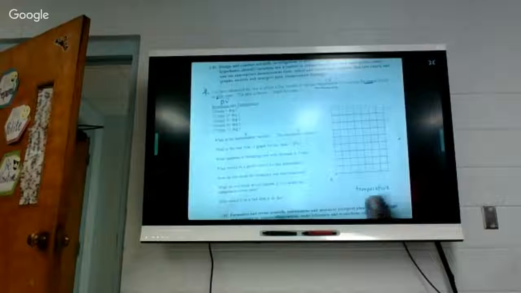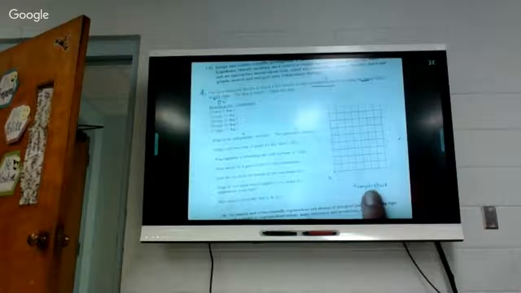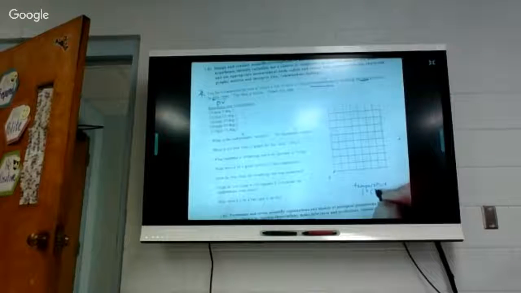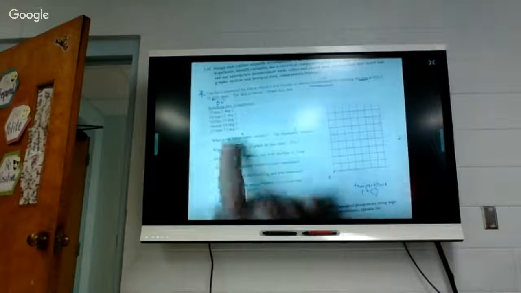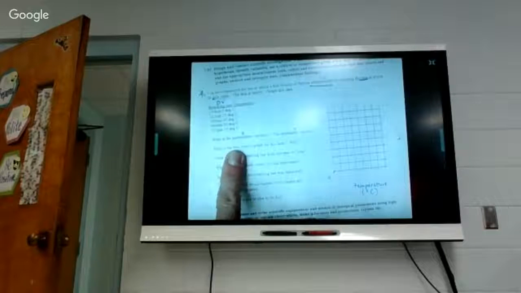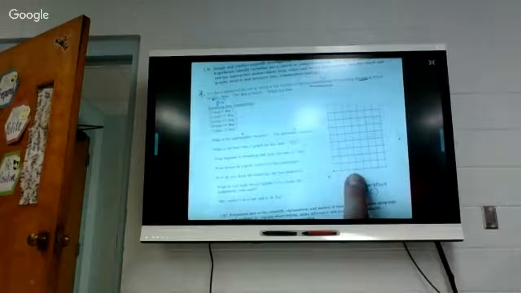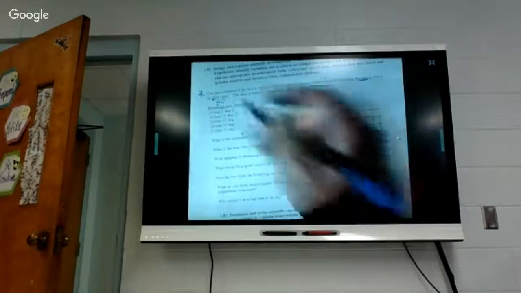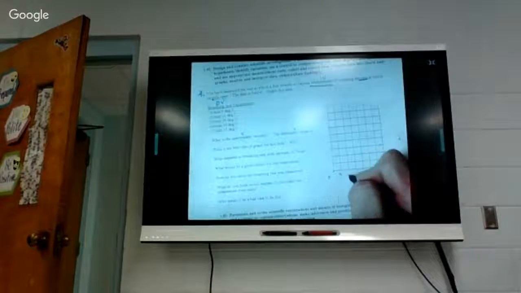Okay, so temperature, what are the units? This is the next thing, you have to put the units, always. So what are the units for temperature? Units, not increments. Celsius. So we're going to put degrees Celsius, okay? So if we look at that, what should we number by, do you think? 5, perfect. Okay, so we're going to go ahead and do that.